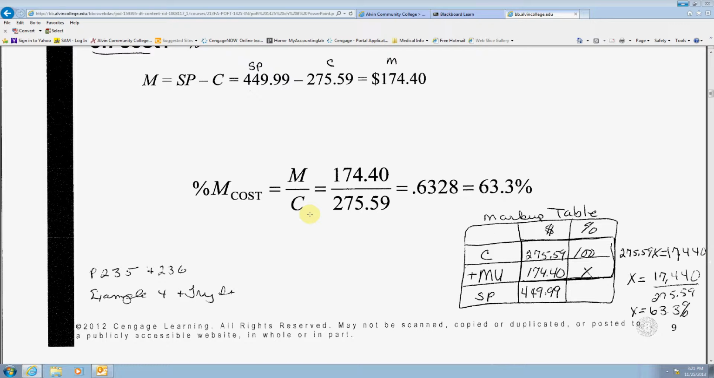You can go to page 235 and 236, example 4, and try this before you move on.